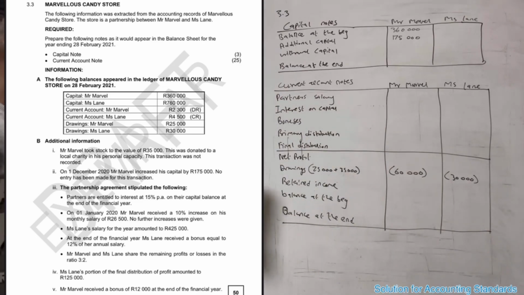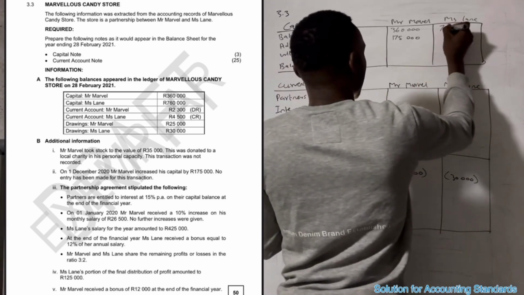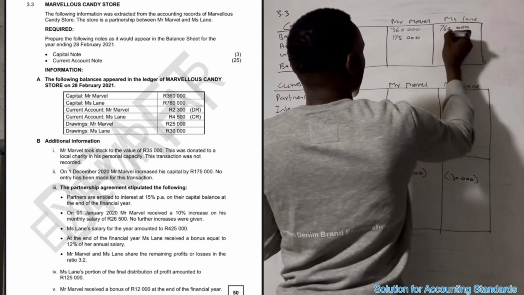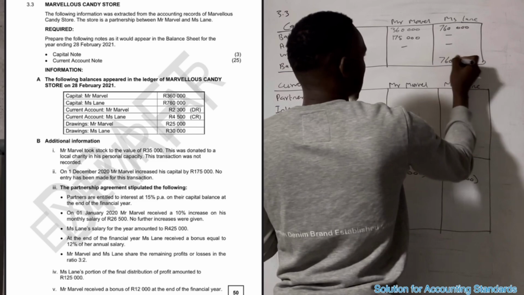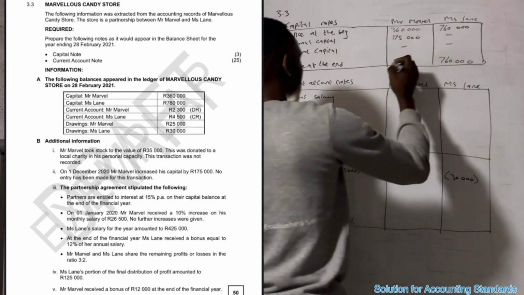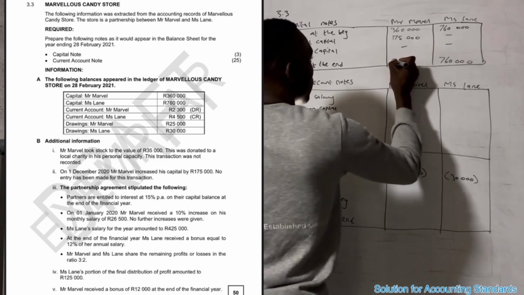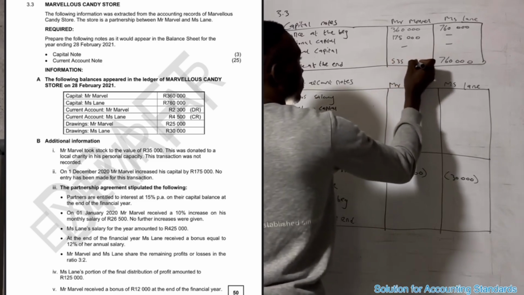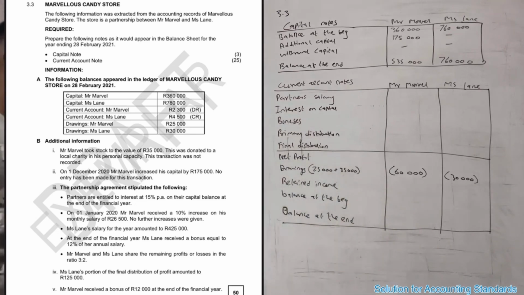Then for Mrs. Lane, she never made any changes during the year. It was 760,000 and no addition, no withdrawal, and at the end it was the same. So for this one, at the year end, it was 535,000. These notes contain only 3 marks, so there was not a lot about it. Okay.